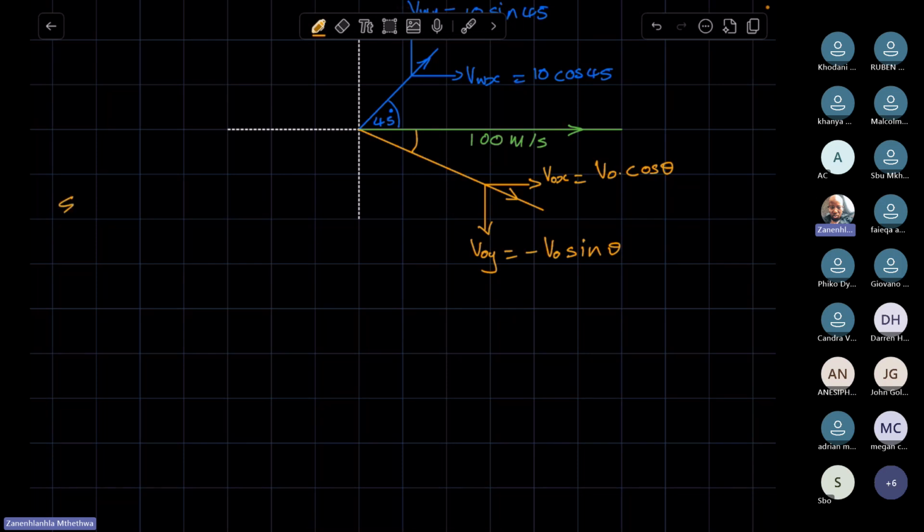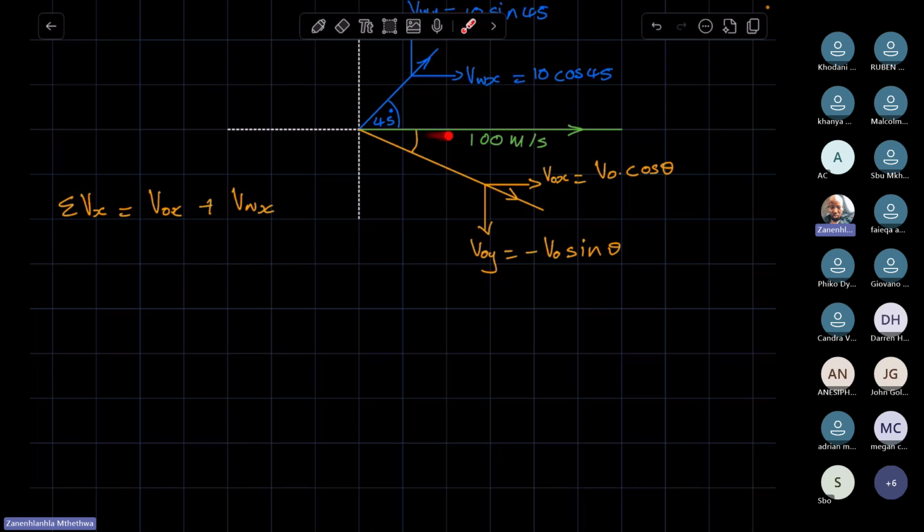So the sum of V in the x direction is equal to VO in the x direction plus VW in the x direction. Remember that the sum of Vx and the sum of Vy are components of VR. Are we in agreement here? Yes, sir. The sum of Vx and the sum of Vy are both components of VR, the resultant velocity.